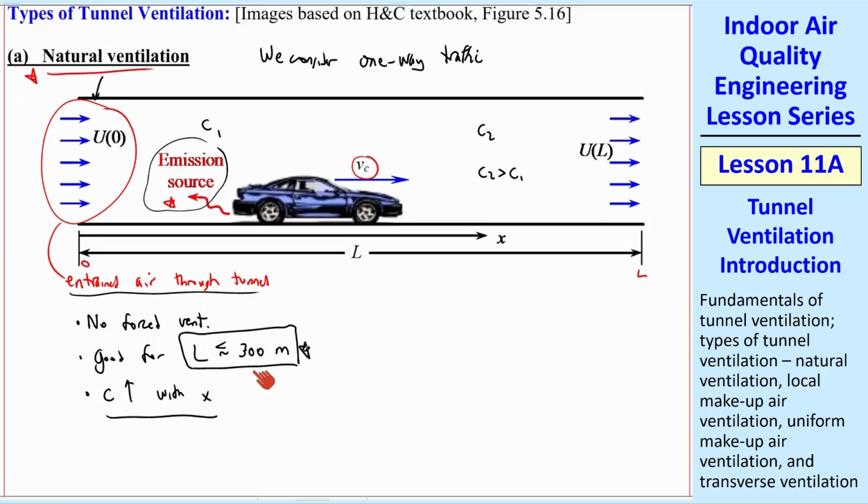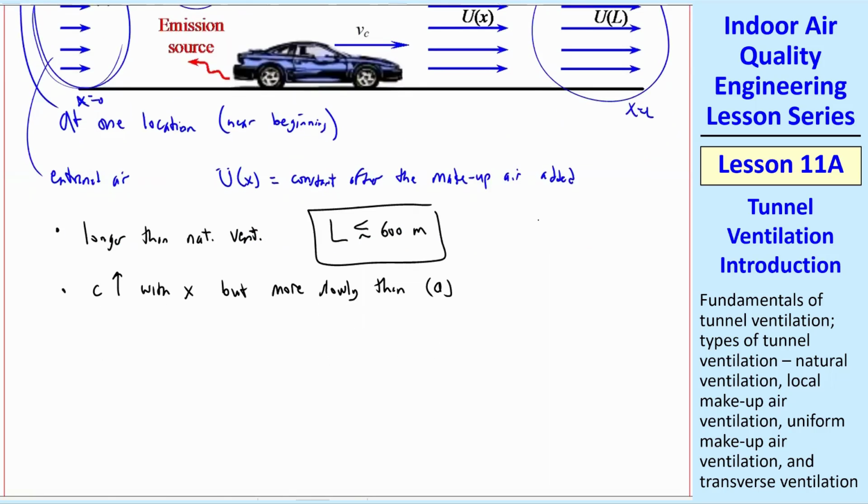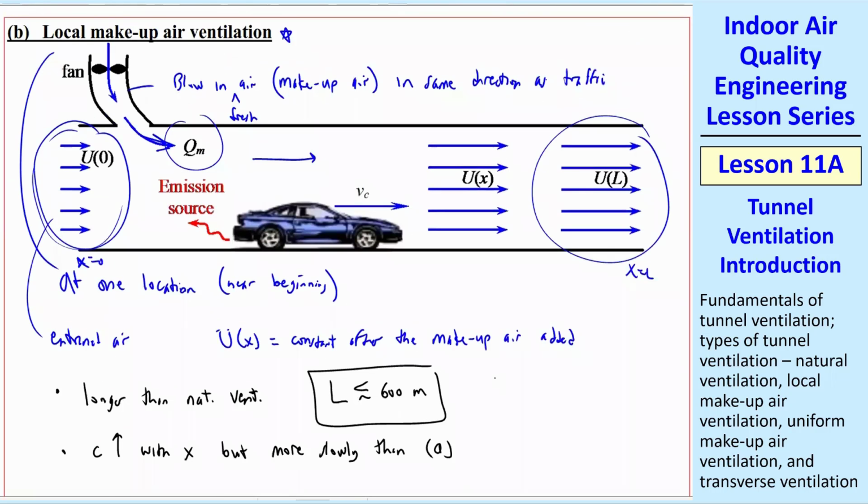We said at that time C goes up with X. Well, we haven't changed any of that. We still have C rising with X, but more slowly than the natural ventilation case A. Again, there's no place for this contaminant to go. Once we emit it, it has to go downstream, but it's just a higher velocity.